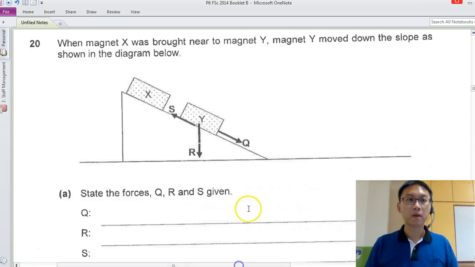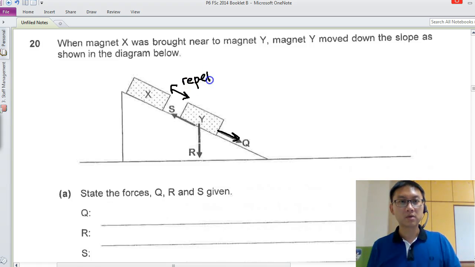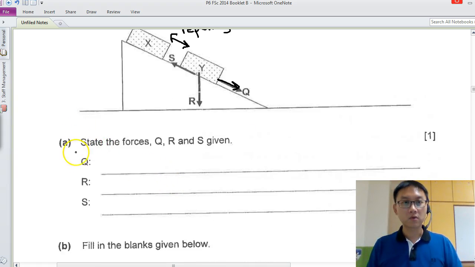Question 20. When magnet X was brought near magnet Y, magnet Y moved down the slope as shown. So they want you to state the forces Q, R, and S. So if this moves down because of the magnets, what's happening here? Yes, these two here are actually repelling, because they are both magnets, and unlike poles will attract, like poles will repel. So the fact that they're repelling, this force is what kind of force? Yes, this force is magnetic force.